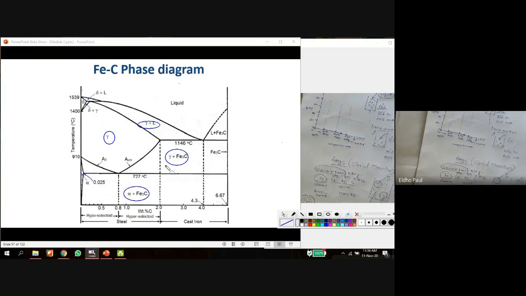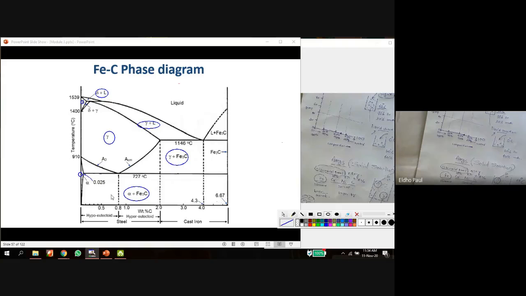This is also a 2-phase region. This region, that is alpha. This region is a small region. That is a single phase region. This delta, this is a single phase region. Delta plus liquid, this is a 2-phase region. Both liquid and solid coexist in this region.